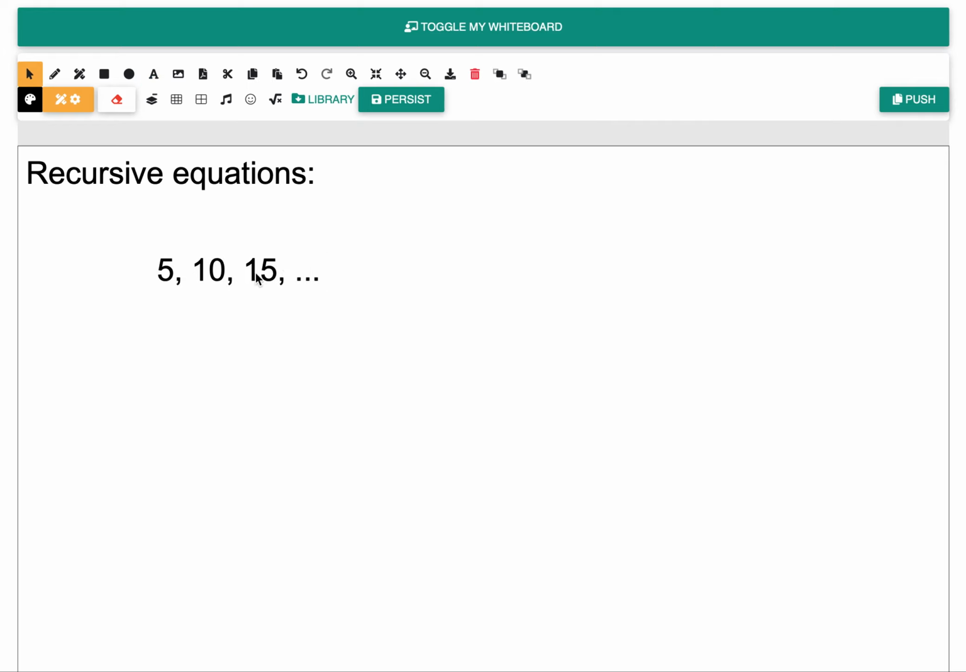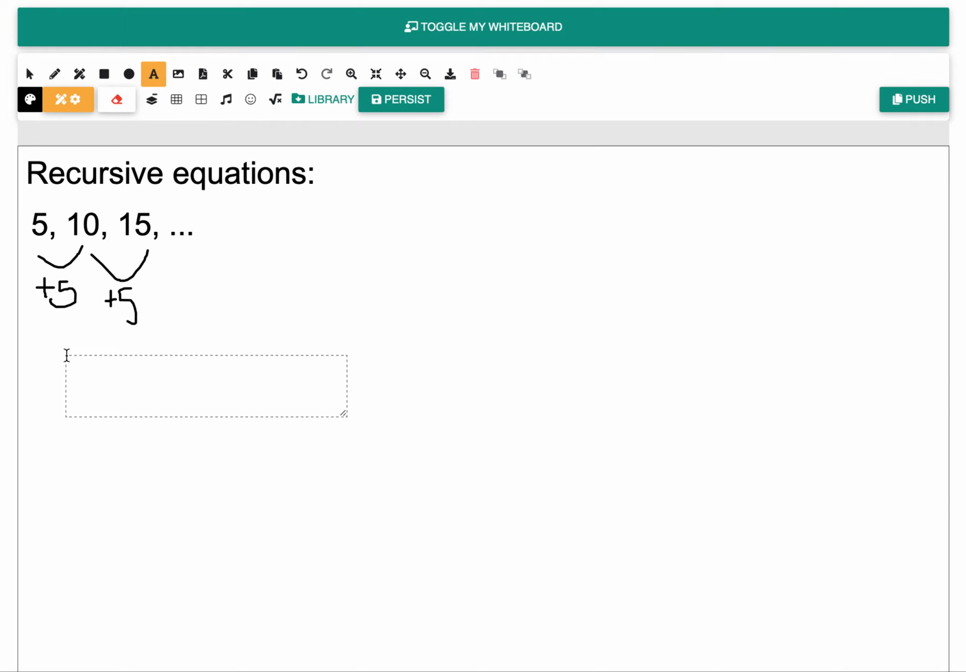So we can see that in this sequence, we are adding by 5, right? That means that my pattern, again, is just adding by 5. So I know that the next one would be 20. And because we're adding 5, this is an arithmetic sequence.